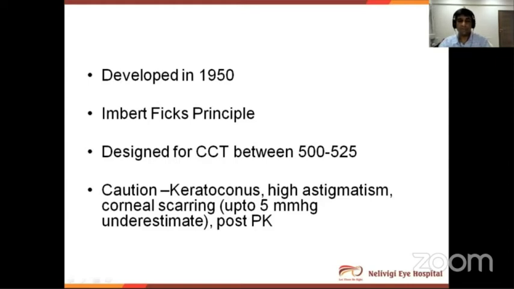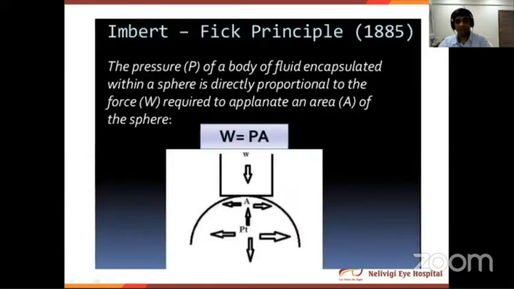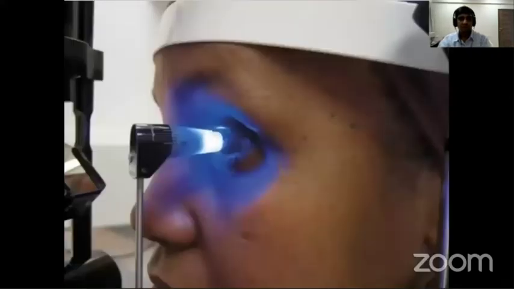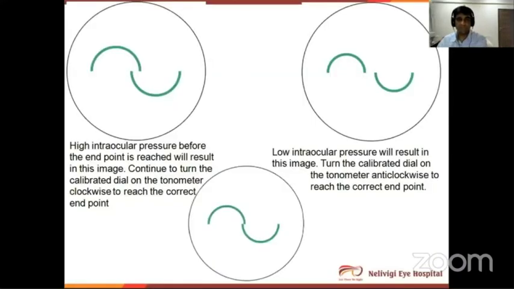However, there are conditions like keratoconus, high astigmatism, and corneal scarring, where we have to use caution and it may not give a very accurate result. The Imbert-Fick principle basically says that in a sphere with a body of fluid encapsulated in it, the weight is directly proportional to the force required to applanate an area of the sphere, and this gives the intraocular pressure. So this is the area where the applanation happens on the eye. This is how it happens exactly. And you use fluorescein dye to create such a ring, or the mire, which we use to estimate the intraocular pressure.